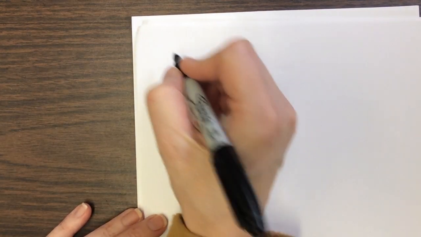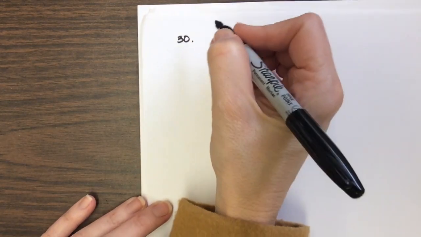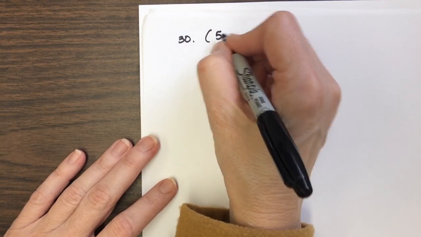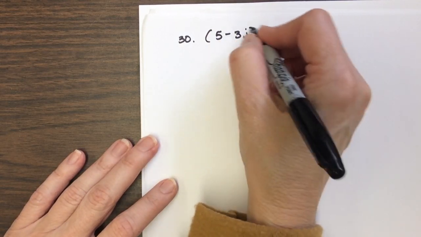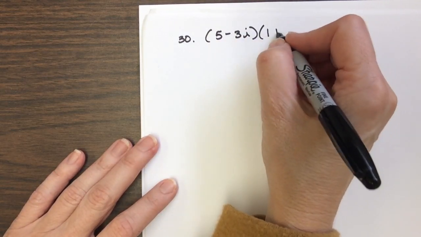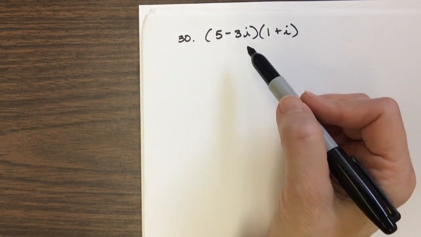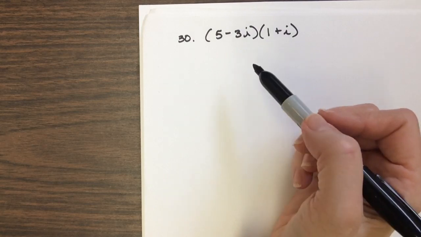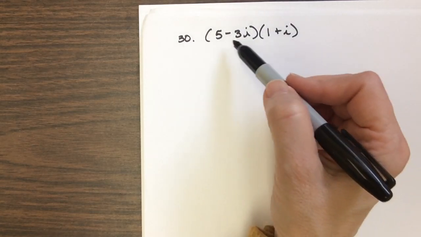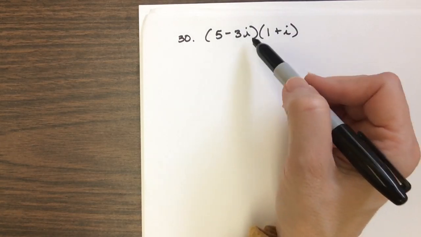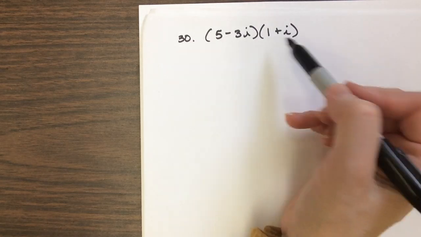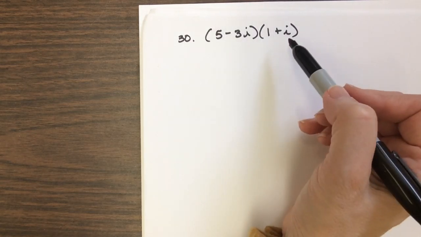Alright, now let's do number 30. If I've got two factors, I'm looking for the product here. I'm multiplying, so I'm going to treat this just like I would any other time I was multiplying 2 terms times 2 terms, and I'm just going to FOIL this out or distribute it, however you think of that.